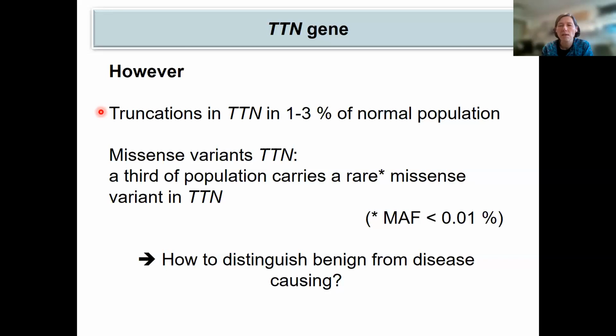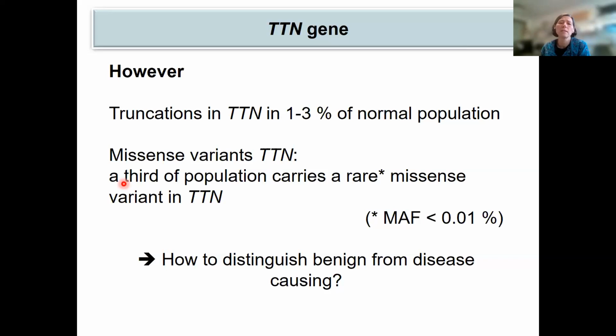And I think we now start to understand a bit better why this is the case, why some variants are less penetrant. And this has something to do with the fact that the ones in normal populations tend to be in exons that are not used in the adult cardiac transcript. The situation is far more difficult for missense variants in titin, because a third of the population will carry a rare missense variant in titin, but obviously not a third of the population is at risk for cardiomyopathy. So the challenge here is, how can we distinguish benign variants from disease-causing ones? And I think we're not there yet, but we are trying to address this question.